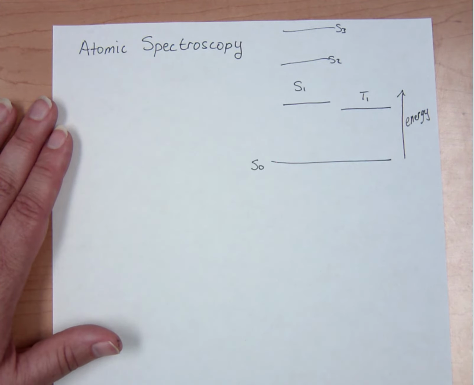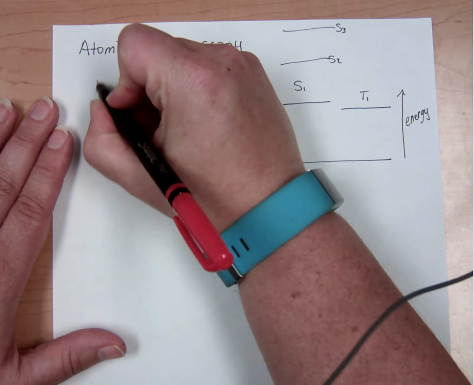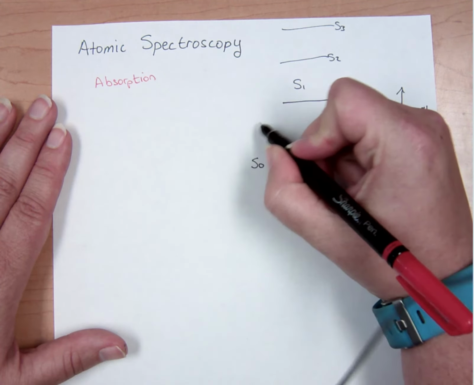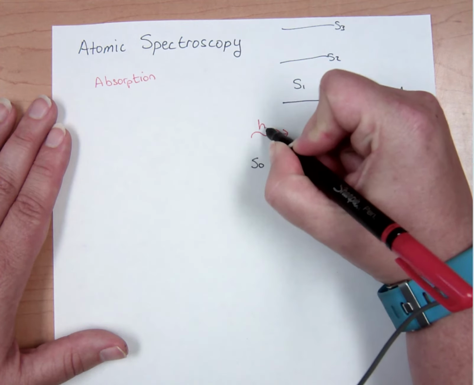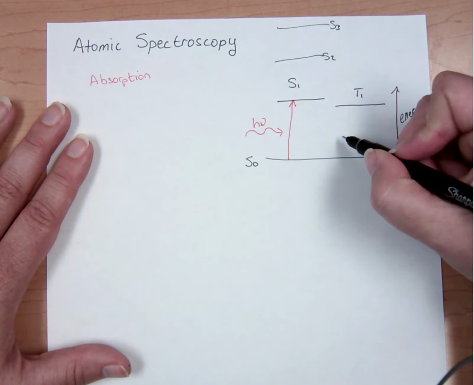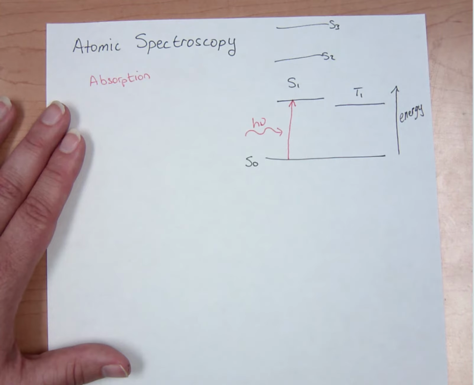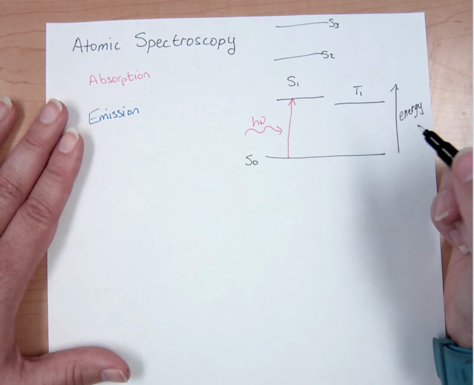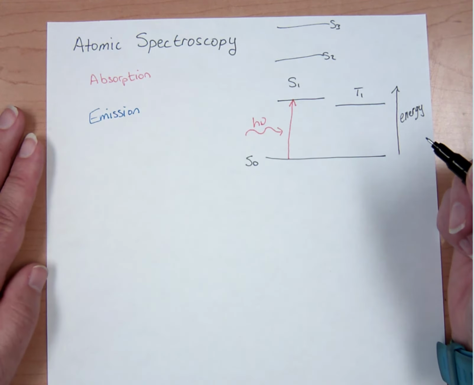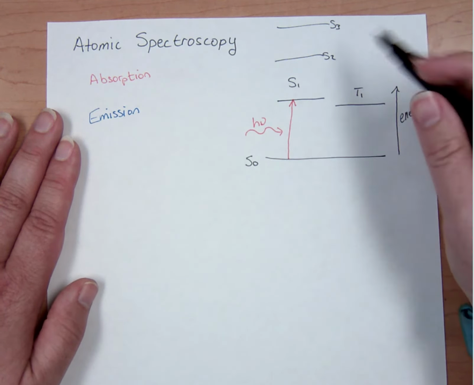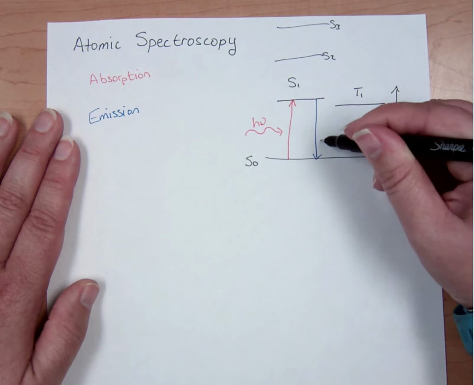Now, just like with molecular species, with atomic species we can do absorption, and this is where we have the photon coming in, and we go from a ground to an excited state. Okay. We can also have emission. And this emission is simply once it's been excited in upper state, we can relax down and give off a photon.